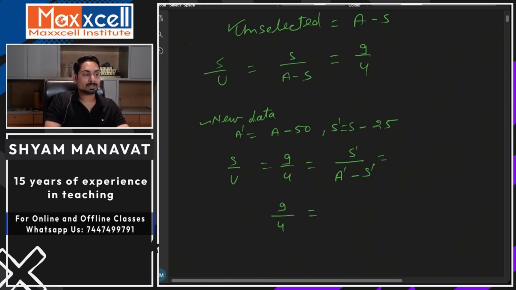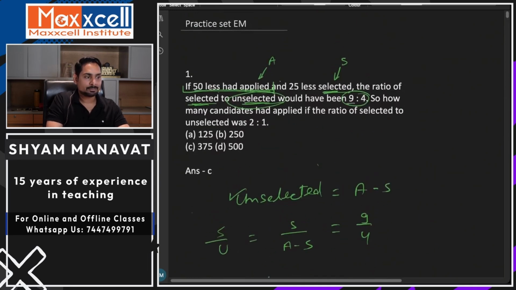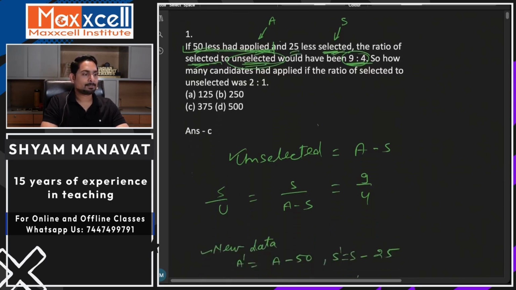So 9 by 4 is nothing but if selected are 25 less and applied are 50 less. ये आ रहा है समझ में? Are you getting this? 9 is to 4 is the ratio of selected to unselected only when you consider 50 less applied and 25 less selected. Correct? Okay.